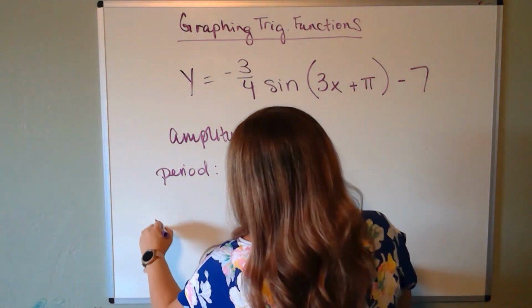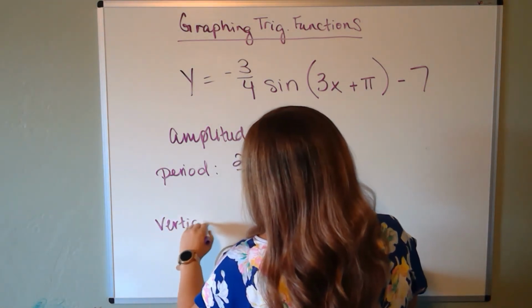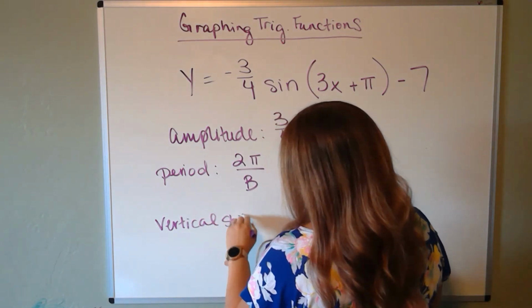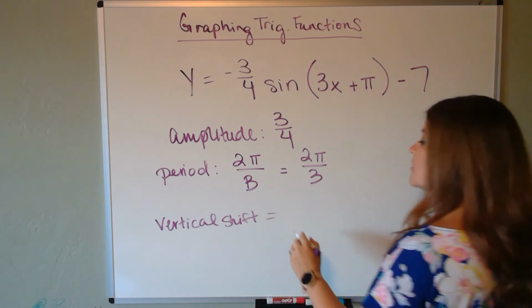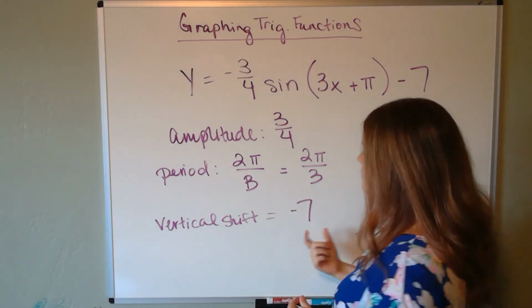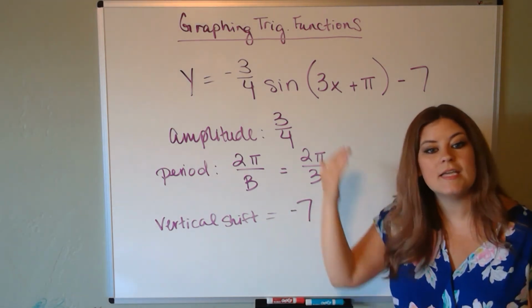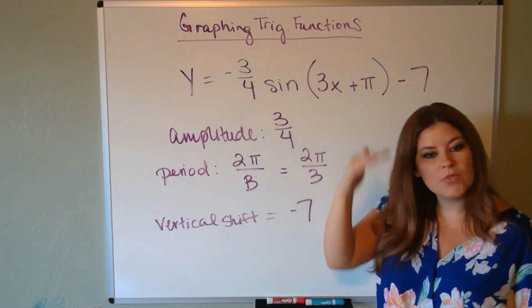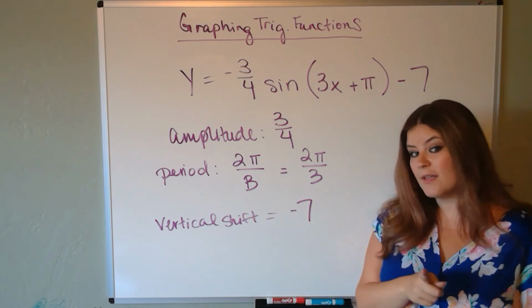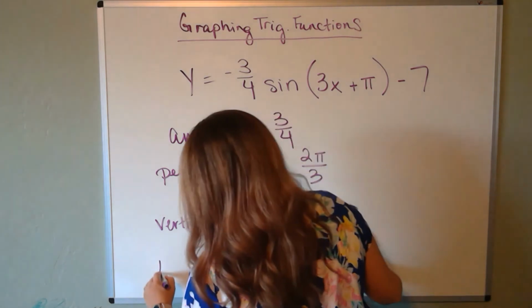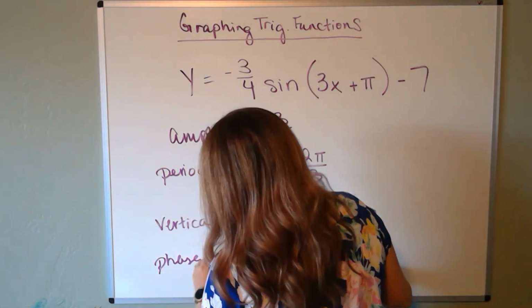All right, it'll ask, what about the vertical shift? You guys, it's a -7, so you would write -7 as your vertical shift because that minus is indicating that it's going down. Remember, with the vertical shifting, you bring the sign with it, you don't change it. Unlike the next piece, the phase shift, we do change the sign.